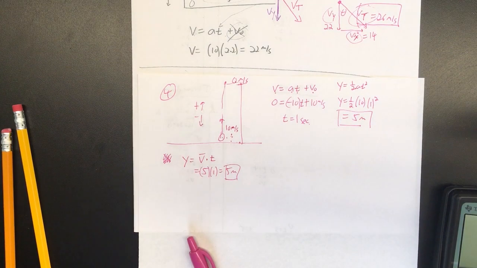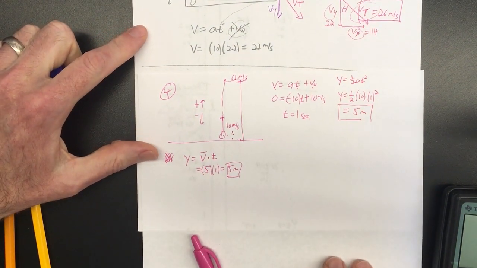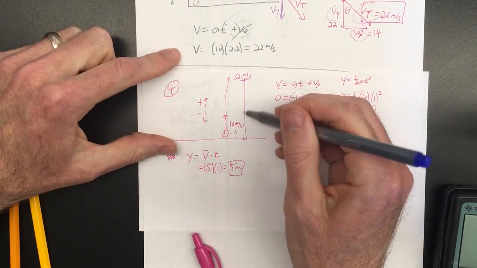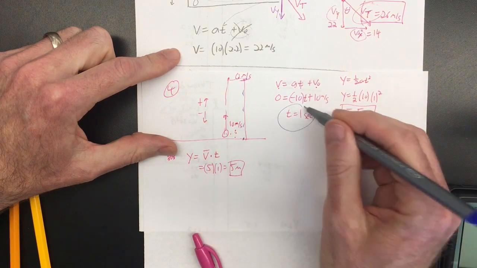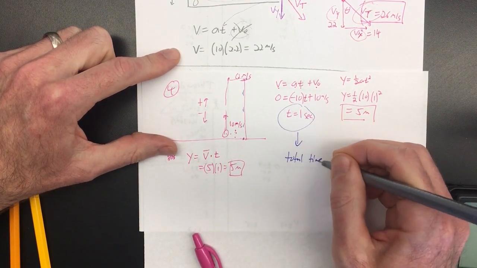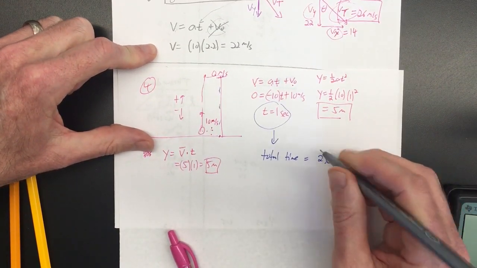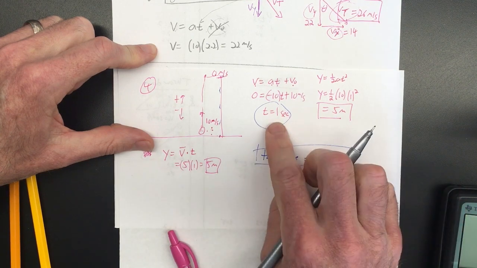I'm going to grab a different color. Okay, so what are we doing? If I'm finding the total time in the air, it's just going to be twice the time that it already took me to get to the top, right? So we have t equals 1 second, which means the total time is going to be 2 seconds. Okay, so that's pretty easy.